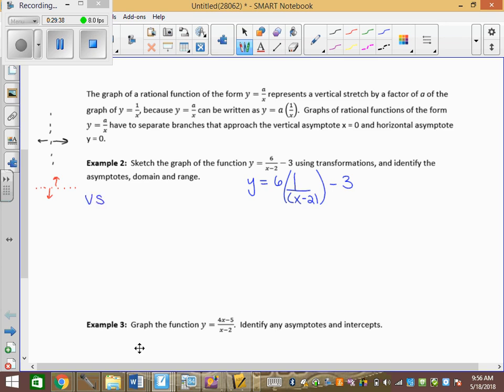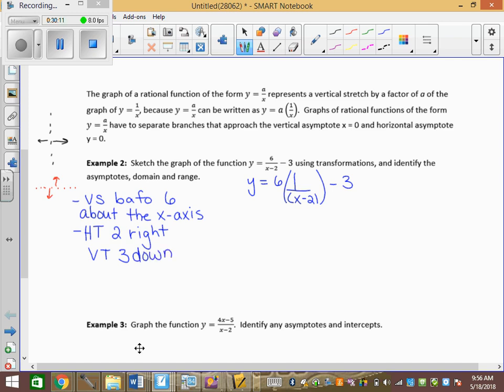So what is it? Vertical stretch by a factor of 6. Do I have anything else? Horizontal translation 2, right? And a vertical translation, 3 down. We agree.